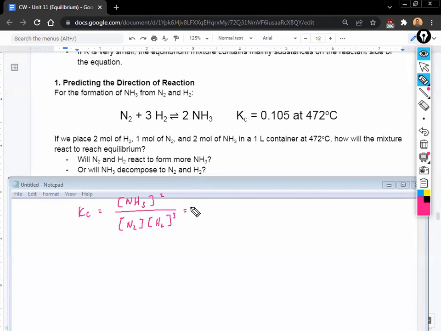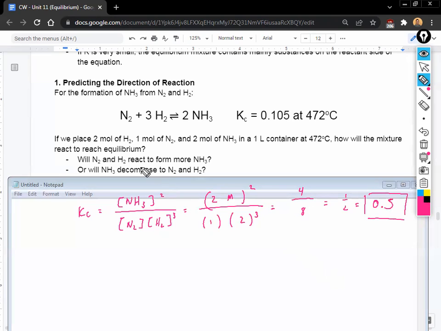Okay, guys, so let's start plugging in your numbers. The concentration of NH3 should be 2 molarity. Since it's 1 liter, you can just use the same number for moles. So 2 molarity, and we've got to square that. The concentration of N2 is going to be 1. And then the concentration of H2 will be 2 molarity, and we're going to cube that. So 2 squared is 4, and 2 cubed is 8, and 4 over 8 is 1/2, which will be 0.5. Okay, so your Kc, your equilibrium constant, will be 0.5.